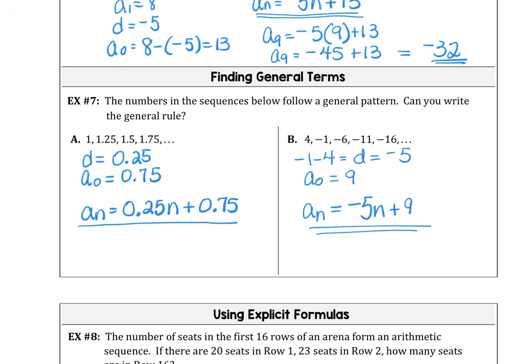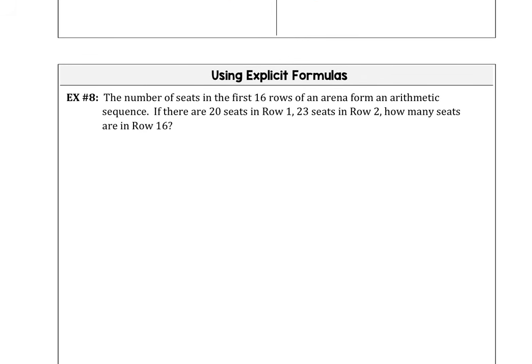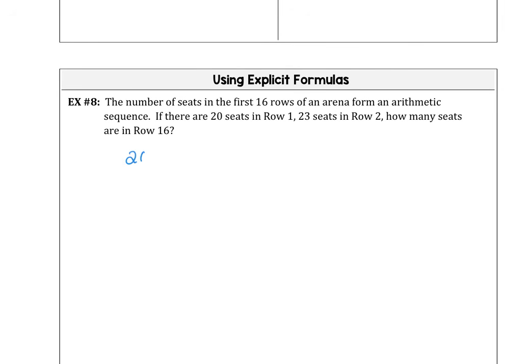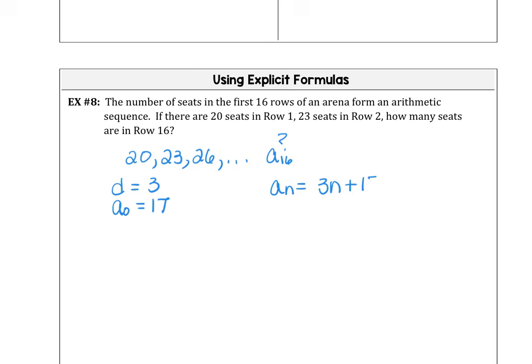And then our last example, we're going to use those explicit formulas. The number of seats in the first 16 rows of an arena form an arithmetic sequence. If there are 20 seats in row 1, 23 seats in row 2, there's going to be 26 seats in row 3, and so forth. The common difference is adding 3. Our job is to find out, when we get out here, how many are in the 16th row. The a sub 0 term would be 20 minus 3 for 17. That gives us the explicit formula. A sub n is 3n plus 17, and we want the number of seats in the 16th row.